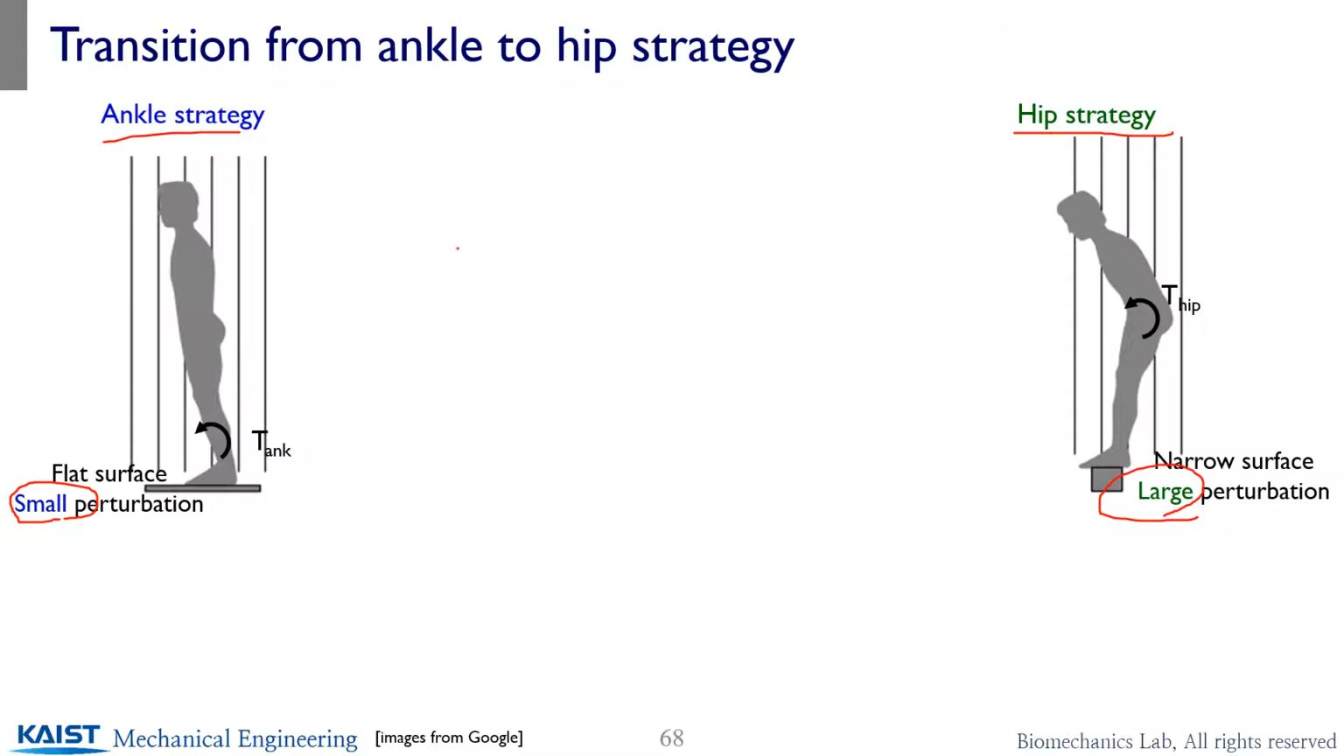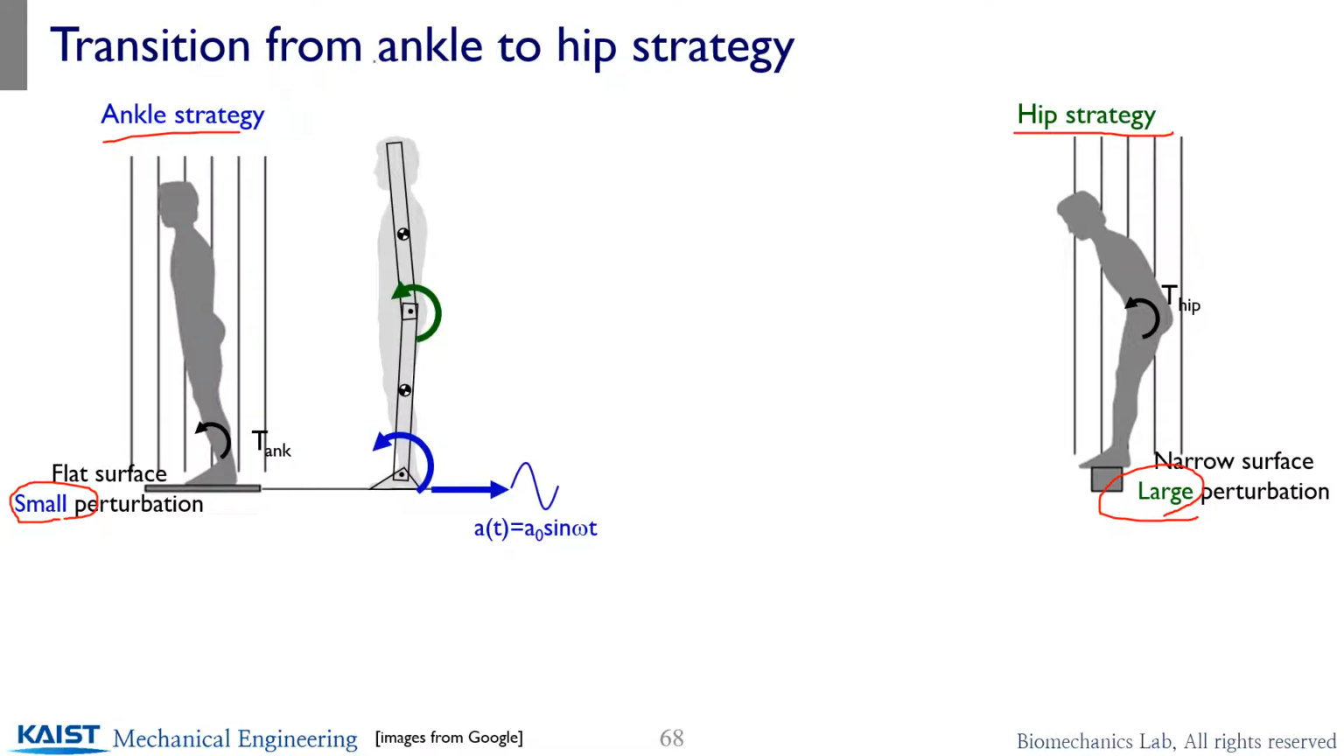Why does this? Why is a different strategy observed as a function of perturbation? That could be one question to ask. And the other question is: is the transition from the ankle to the hip discrete or continuous? Okay, those are the questions we could ask.